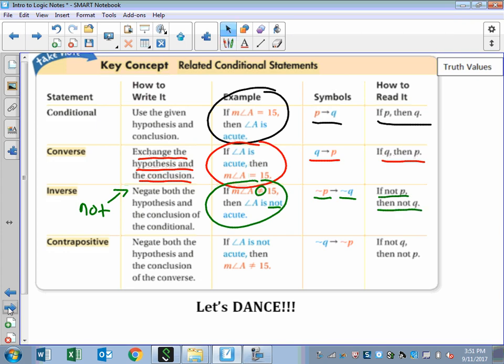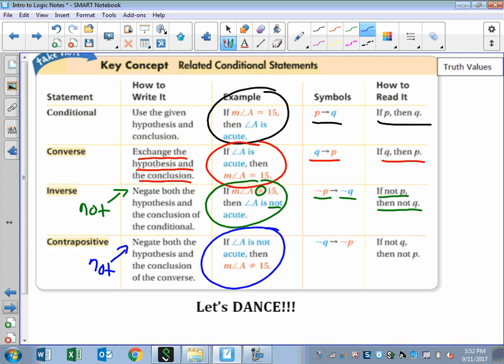And then finally, we have the contrapositive, and you're going to switch them. So you're going to switch P and Q, and you're going to negate them both. So again, negate means not. So if we look at our example, if angle A is not obtuse, then the measure of angle A is not 115. So as you can see, we got Q in front now, so not Q, then not P.